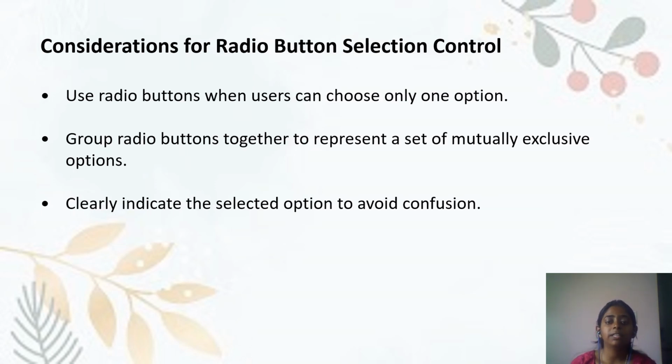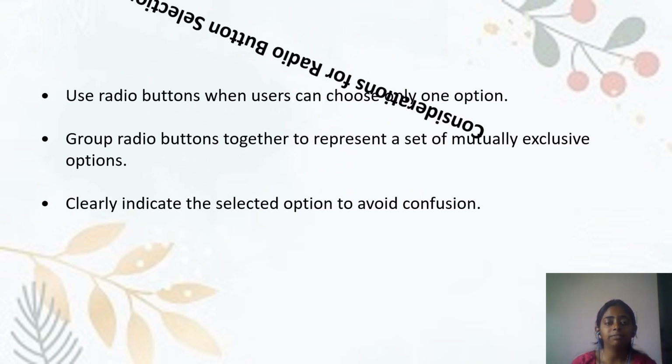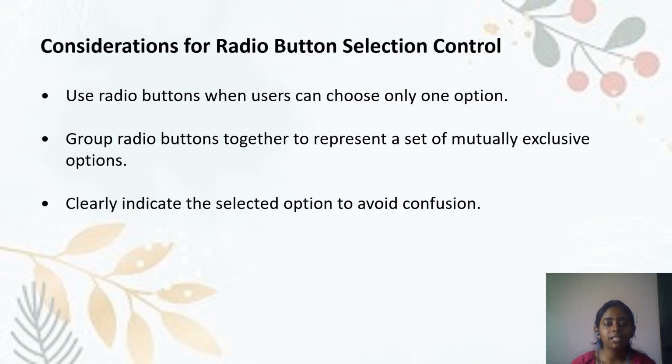So moving on to the next slide, we have considerations for radio button selection control. Use radio buttons when users can choose only one option. Group radio buttons together to represent a set of mutually exclusive options. Clearly indicate the selected option to avoid confusion.